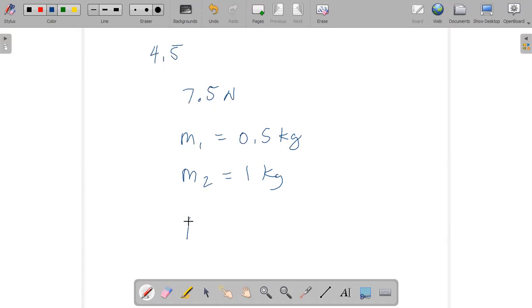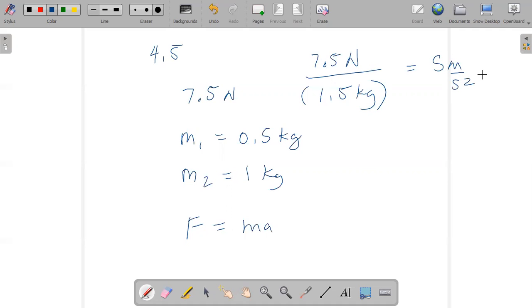F equals ma. So we have 7.5 newtons divided by the m total, which is 1.5 kg. The value is 5 meters per second squared. All right, 5 meters per second squared. That's 4.5.